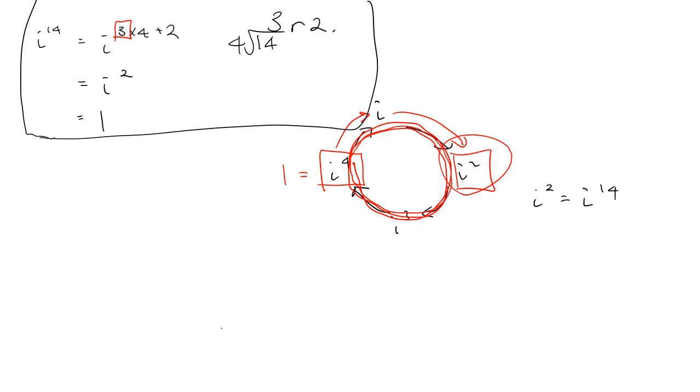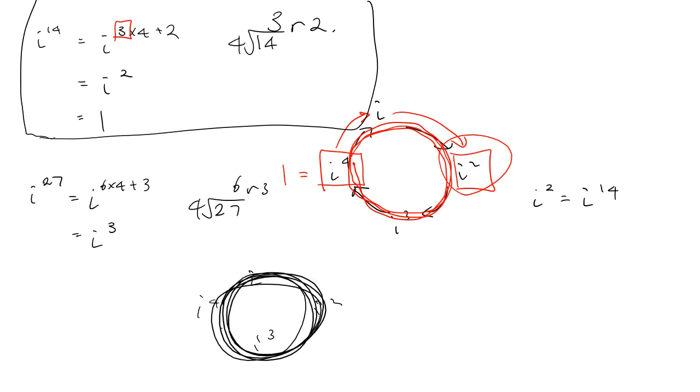Okay, let's try one more example. Let's say we had i to the power of 27. First step, divide 27 by 4. That will be 6 remainder 3. So i to the 6 times 4 plus 3. That's equal to i to the power of 3. If we were to do the circle thing again, that would be 6 full rotations. So 1, 2, 3, 4, 5, 6, plus 1, 2, and 3, and we end up here.